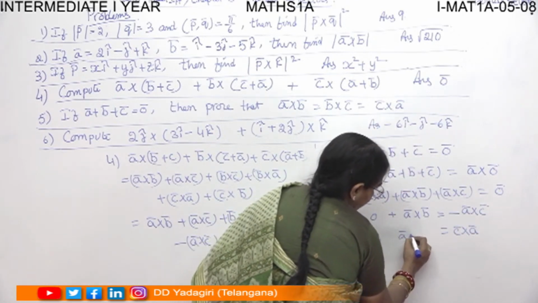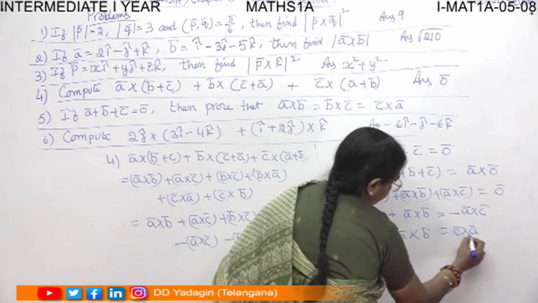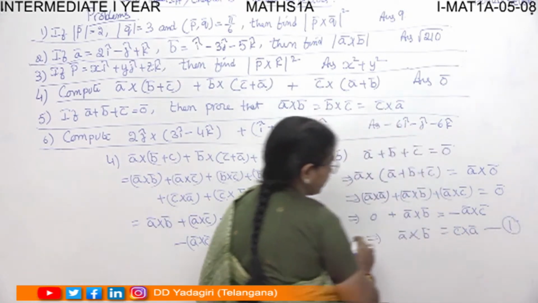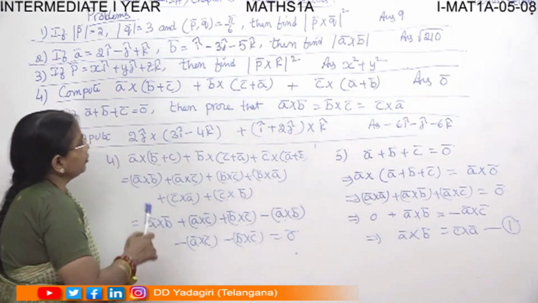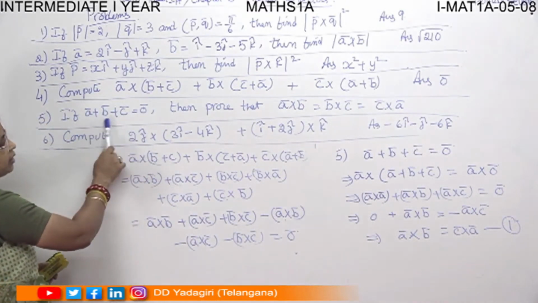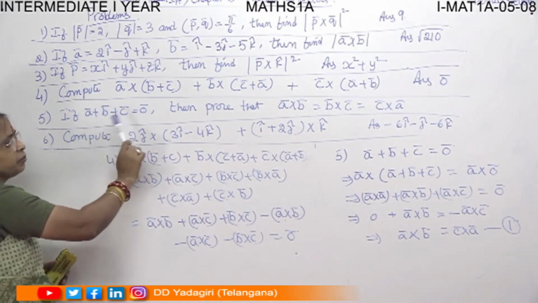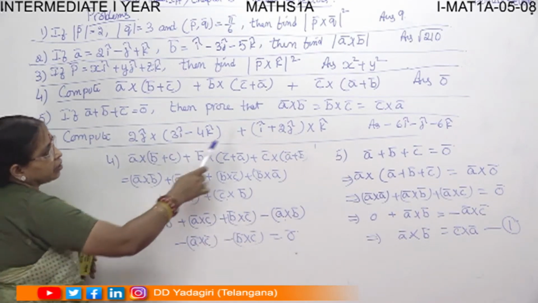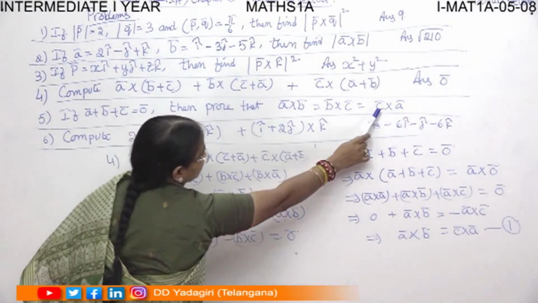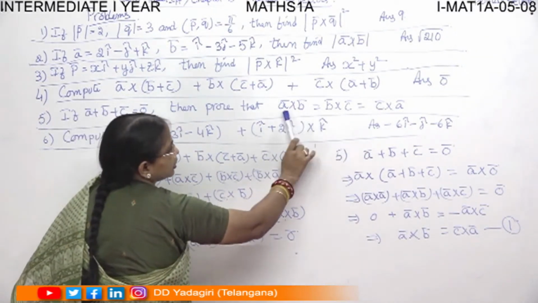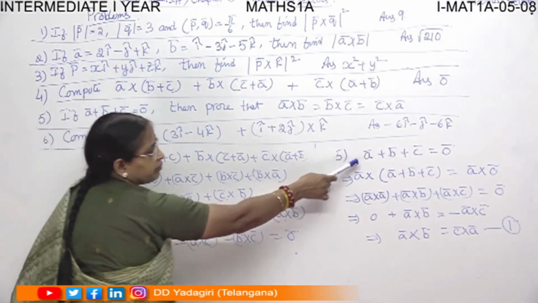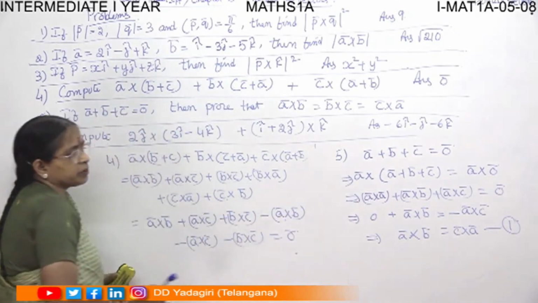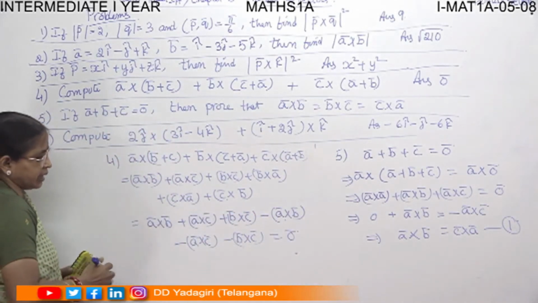So you got A cross B is equal to C cross A. This is one equation. So what did we do? We took the given equation and then we took cross product on both sides with A. And then we simplified, we got A cross B is equal to C cross A. Now to prove these two, you take the same equation again and take cross product with B on both sides.